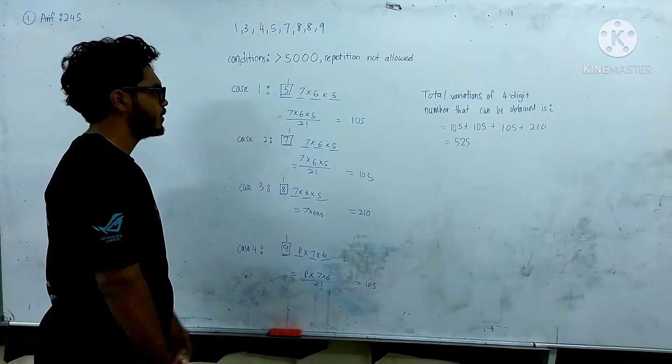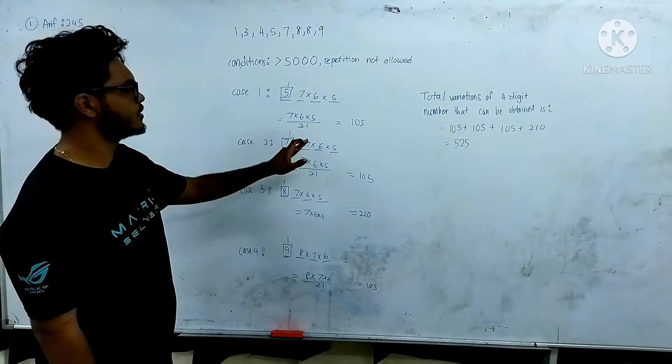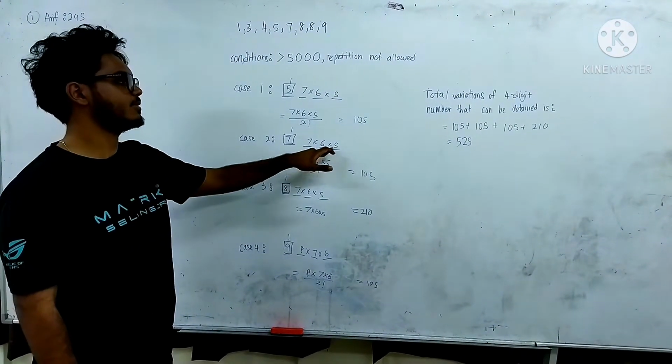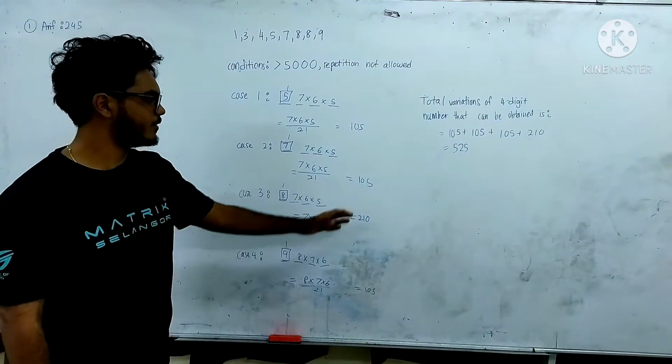Therefore we get 105. For case 2, it is the same thing, but this time 7 is chosen as our first digit. So it's the same thing again, 7 times 6 times 5, divided by 2 factorial because we have 8 as the same digit. And again we will get 105.